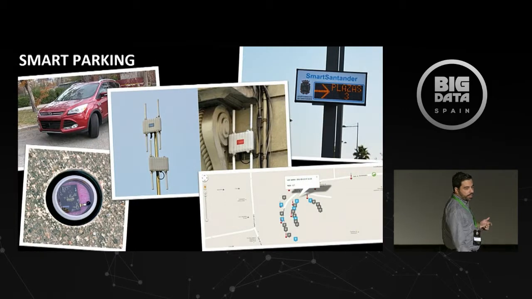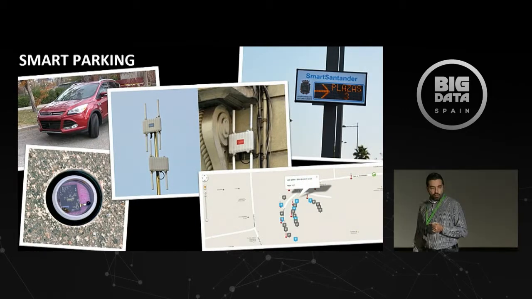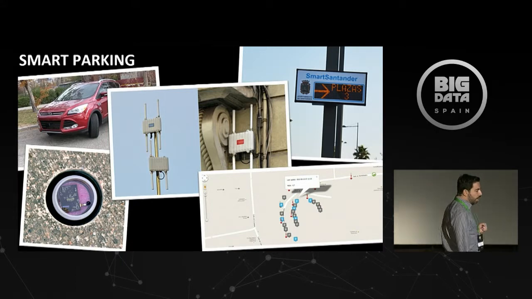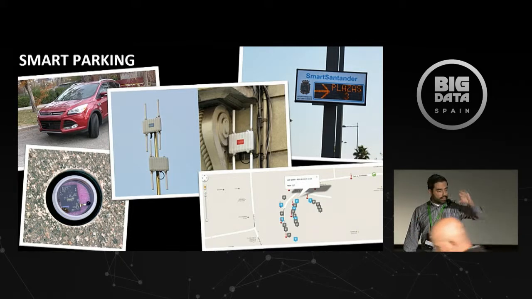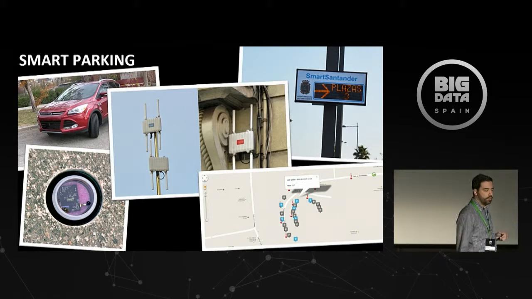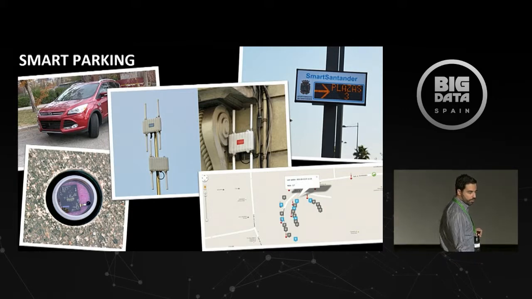And since we are in Spain, let me start with an example from Santander. A very cool application where very small devices are located under the asphalt, and they can detect whether a parking slot is used or not. And then there are these panels that help drivers go quickly to a location that has free parking slots. So a very cool application here.